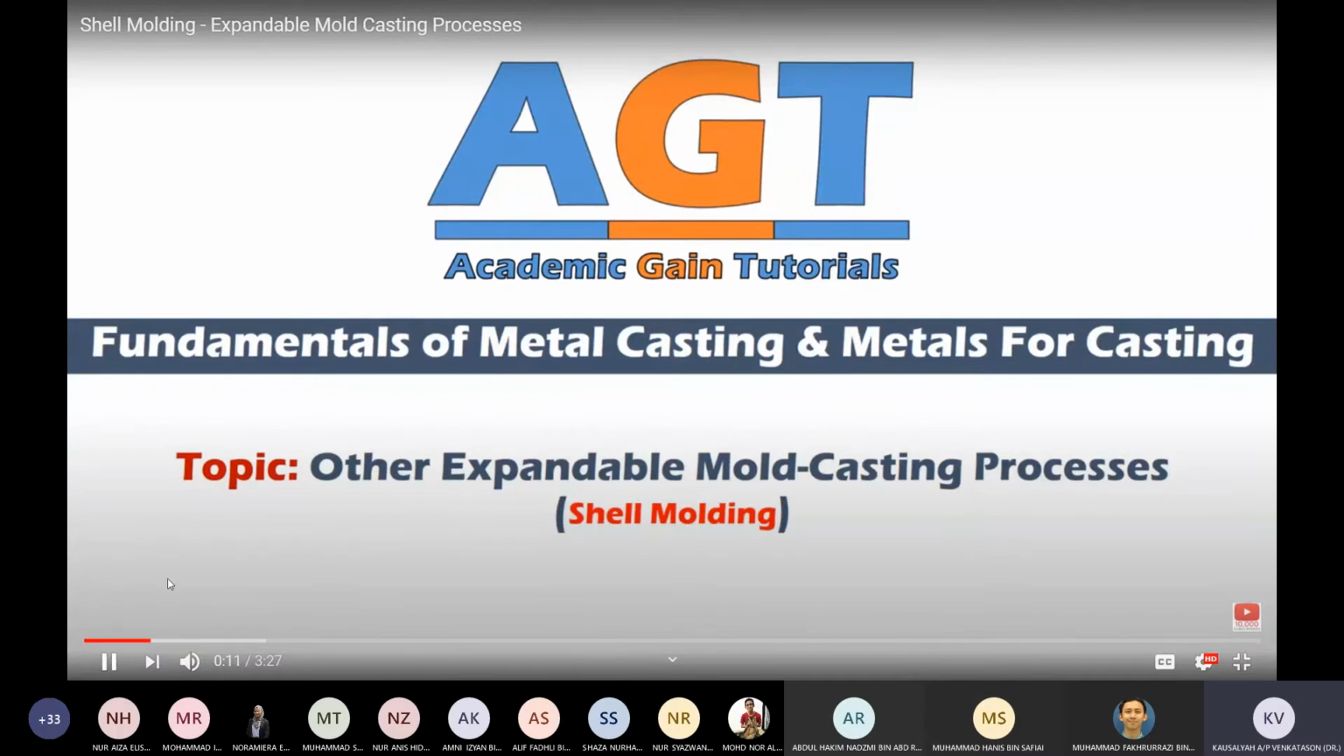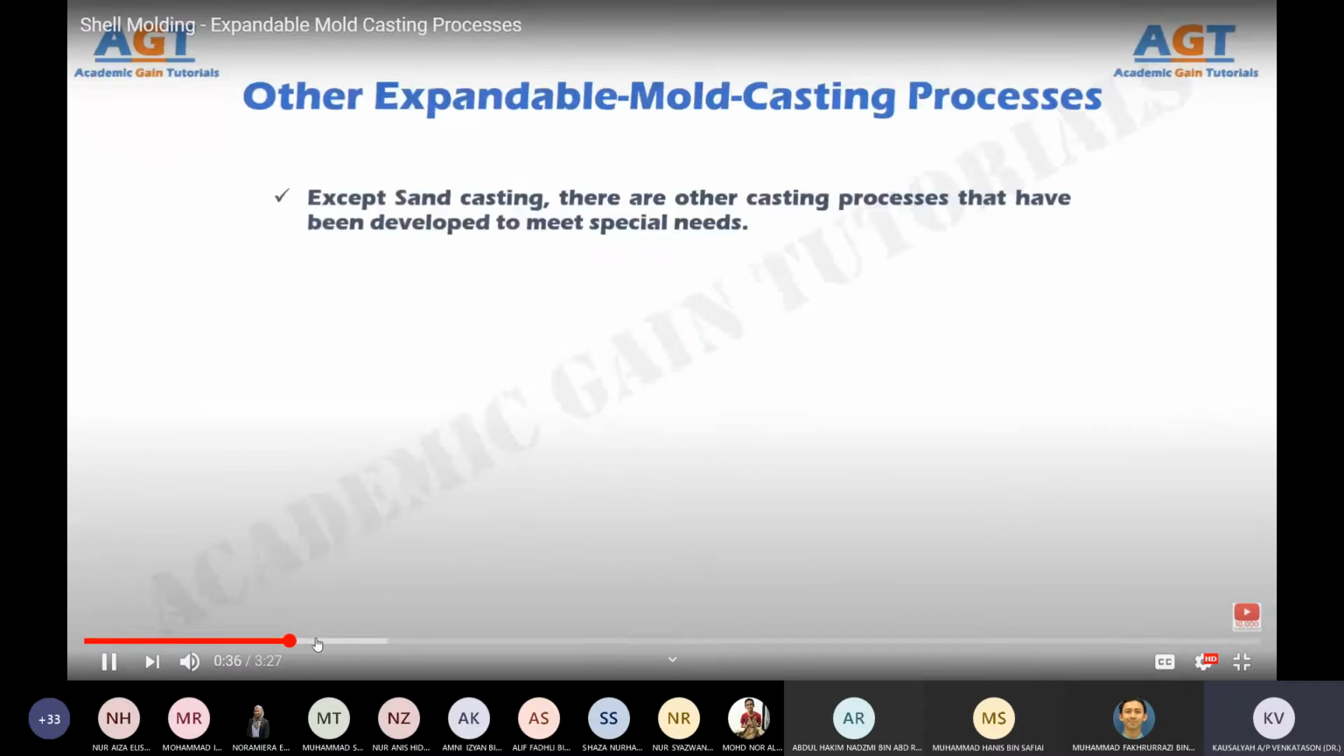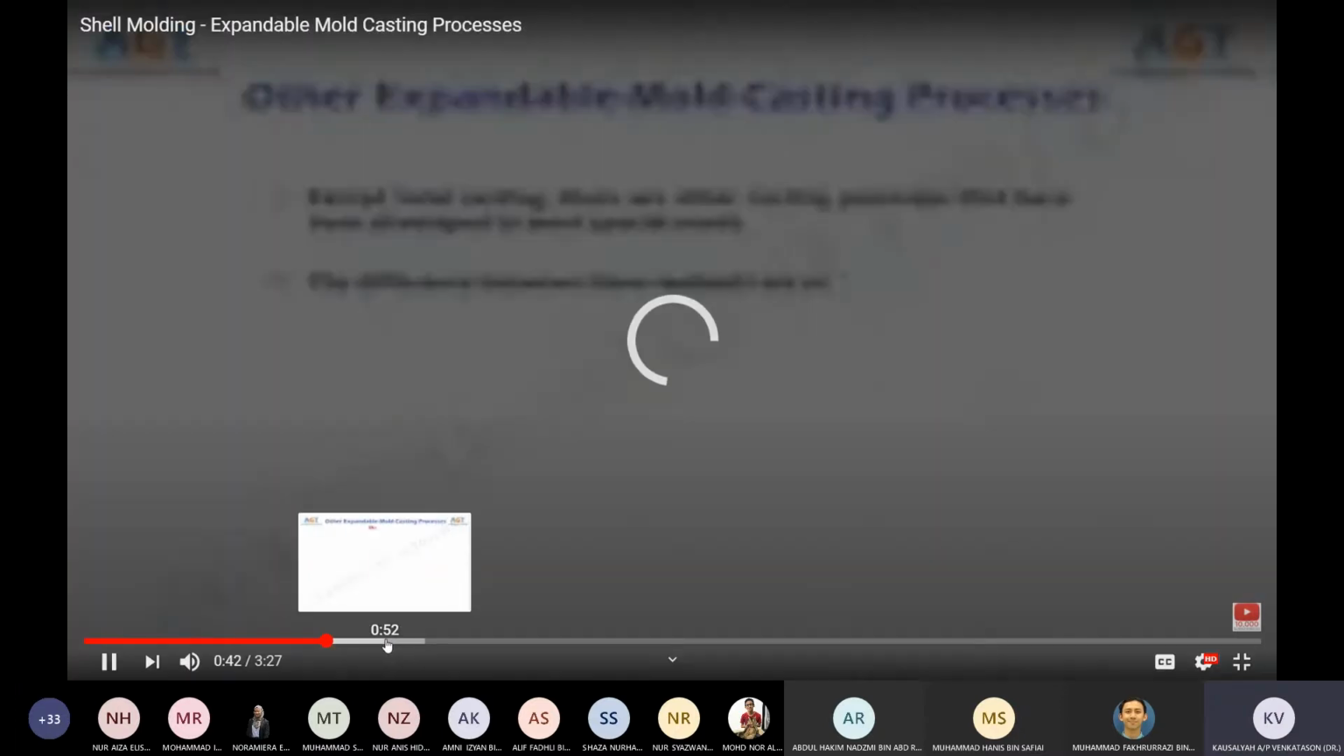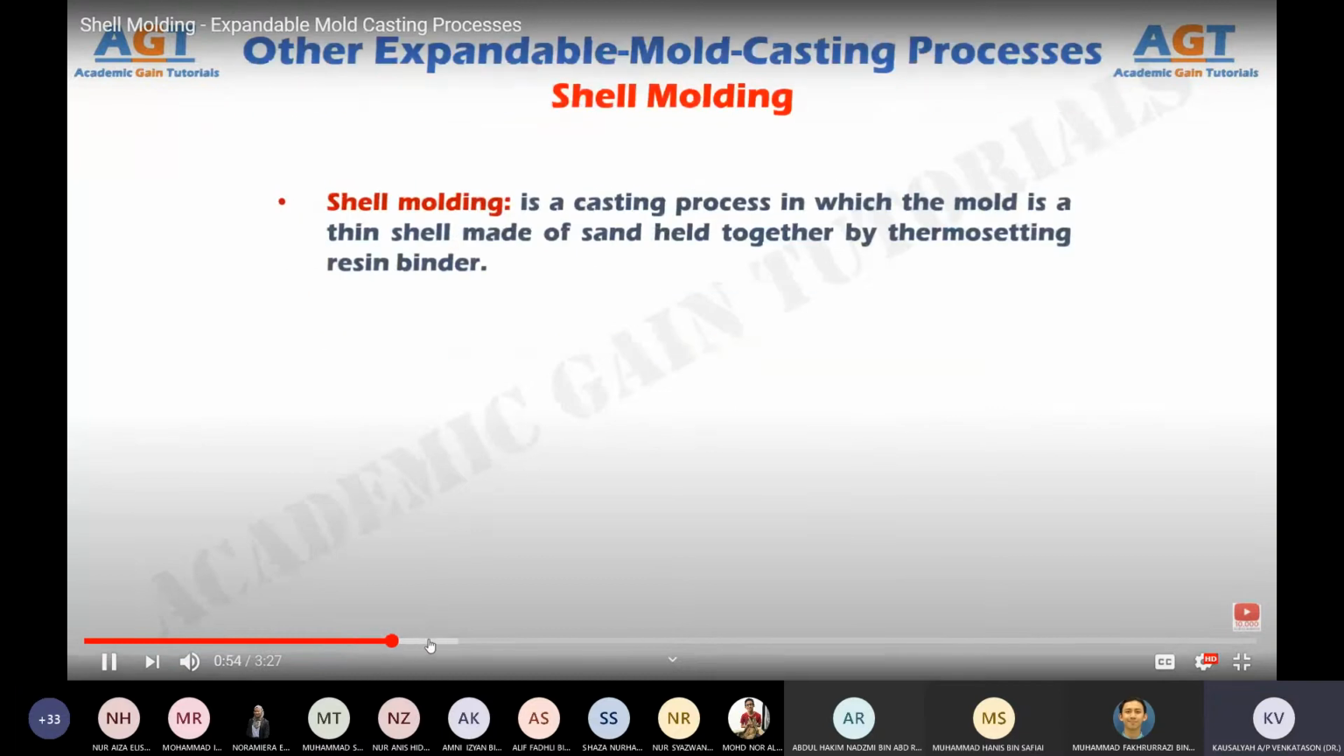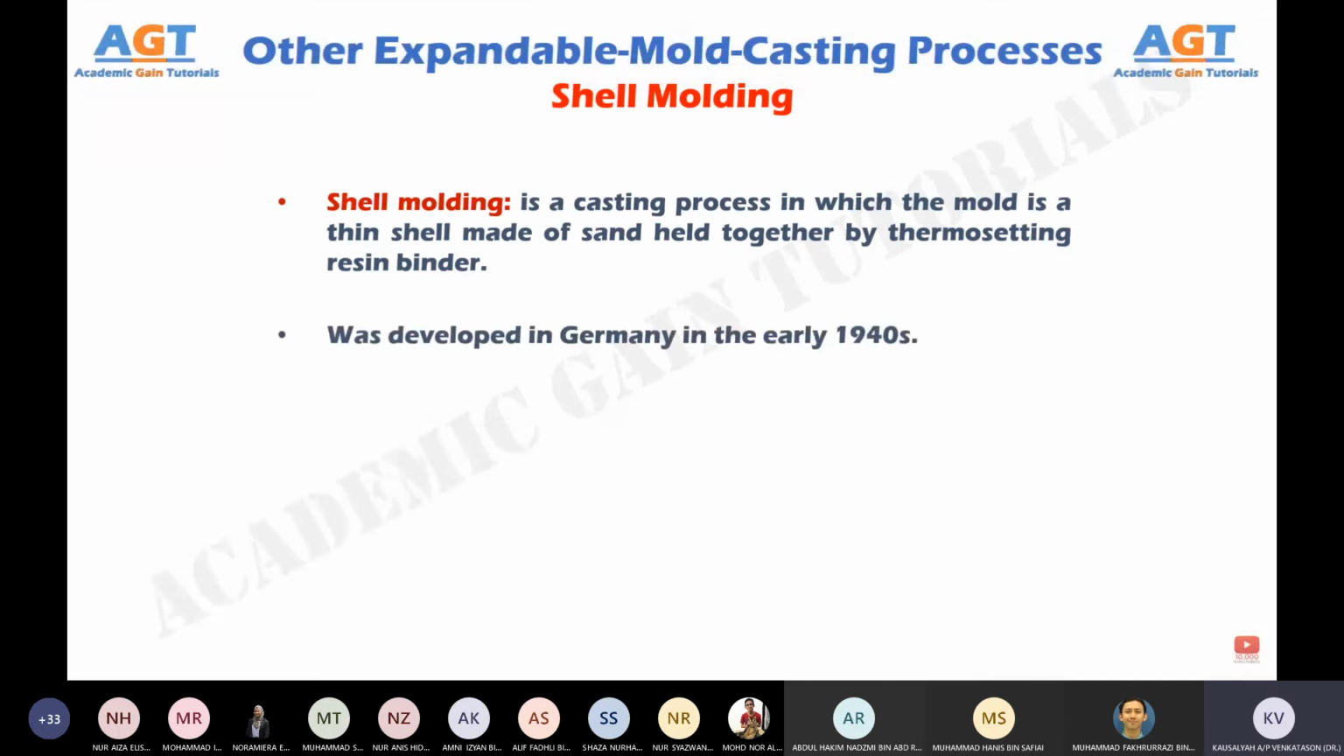Studying fundamentals of metal casting and metals for casting. We will cover all related topics one by one. Before starting, there are other casting processes that have been developed. The composition of the mold is a thin shell made of sand held together by thermosetting resin binder. It was developed in Germany in the early 1940s. We are going to observe the steps of shell molding in the next few figures.